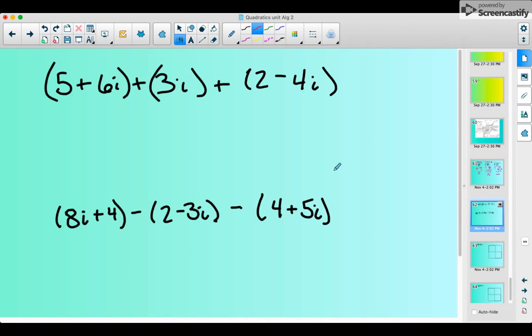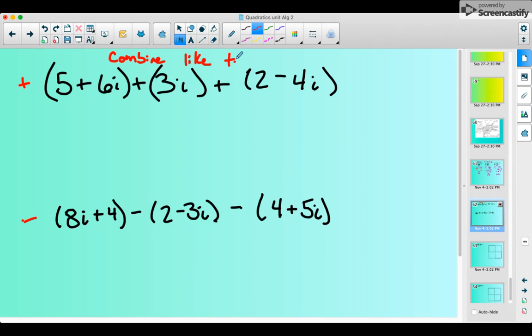Now, we talked about lots of different pieces with imaginary numbers. So I'm going to look at adding and subtracting options too, just to show you what those look like. So when we're adding or subtracting, it doesn't really matter. What you're going to do is combine your like terms.